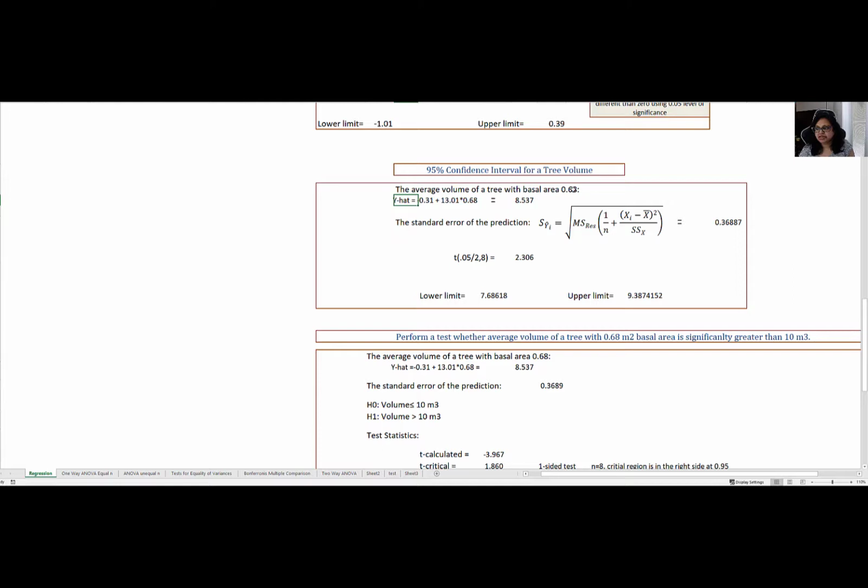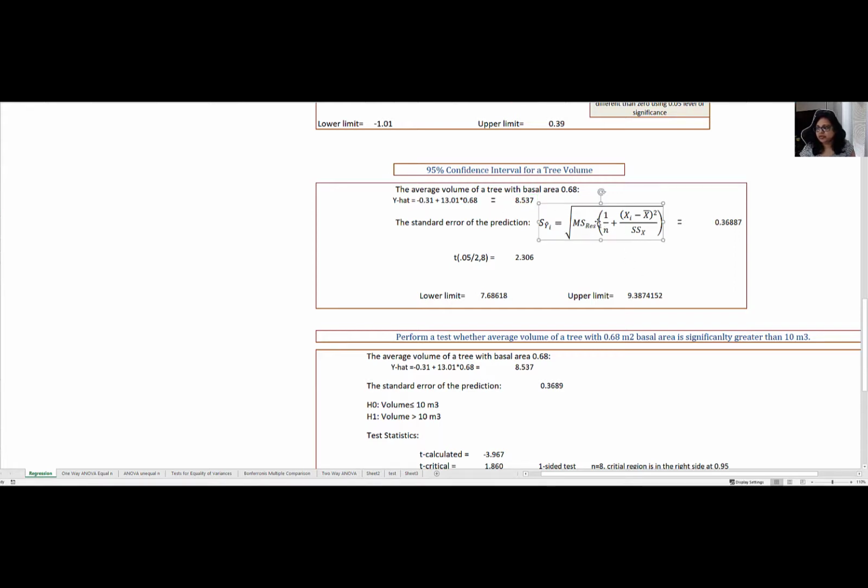You can find, for the independent variable value, what would be the predicted value. So I just try to find the predicted value. You can see that I use the regression line and find the predicted value. Then for any confidence interval, we need to find the standard error of the estimate. The standard error of that prediction value would be this one.